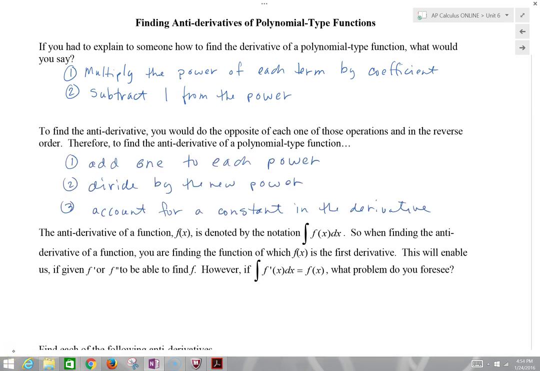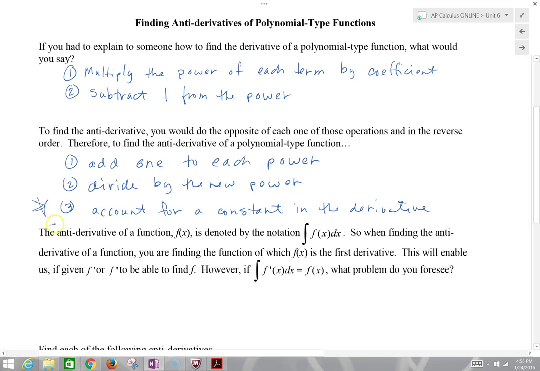So I expect you've got the first two steps. You're going to add 1 to each power. 2, you're going to divide by the new power. This one right here, account for the constant in the derivative. That one you might not have caught. I'm going to refer to it as the don't forget the plus c. I'll show you that video and you'll understand what I'm talking about.